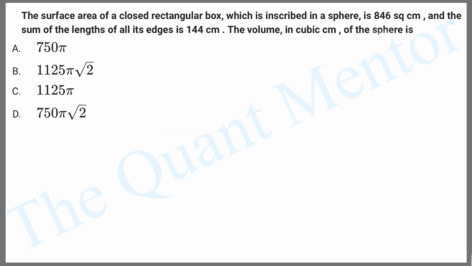So the question says the surface area of a closed rectangular box which is inscribed in a sphere is 846 square centimeters and the sum of all the lengths of its edges is 144 centimeters. The volume in cubic centimeters of the sphere is.